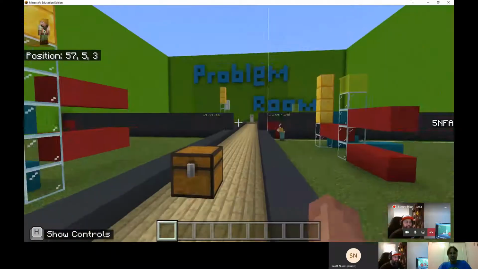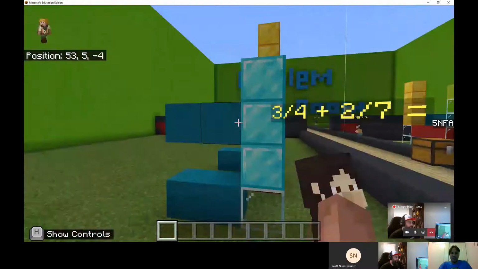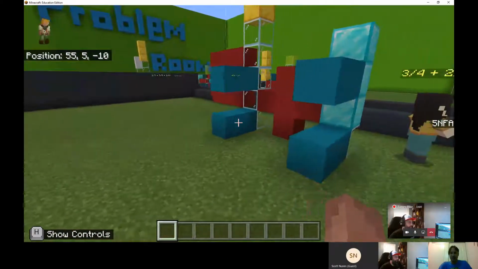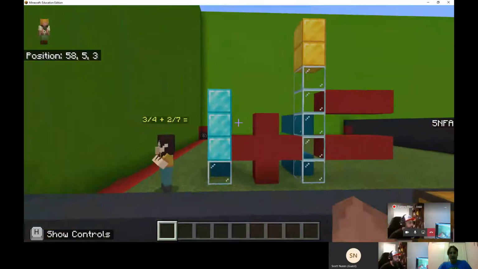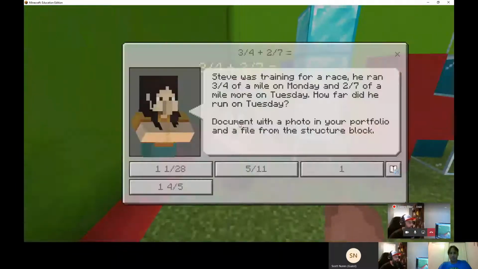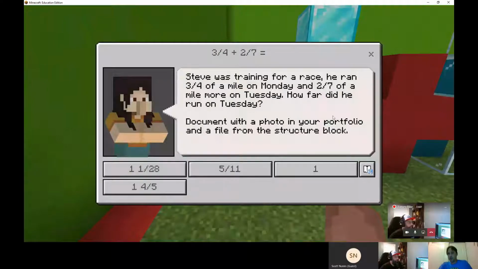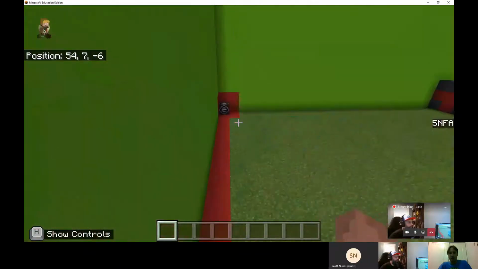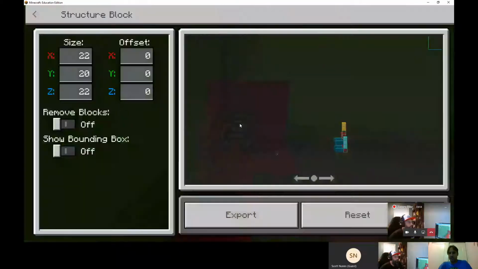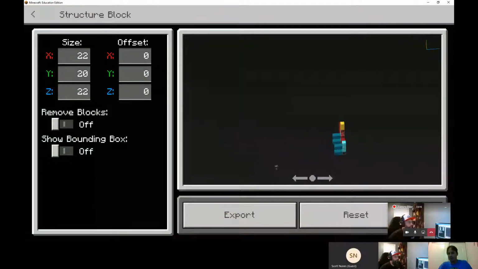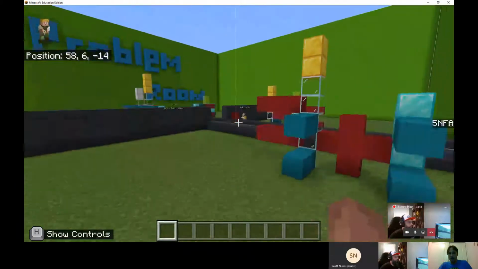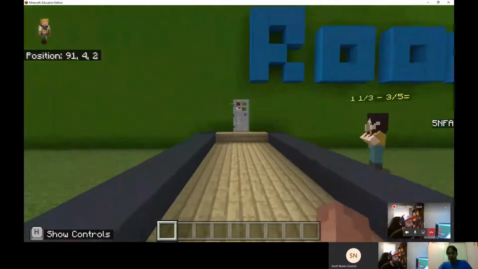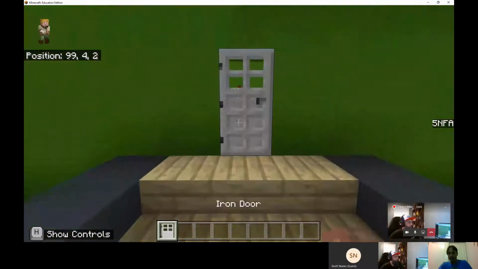So in this room, you see how I left the equivalent fractions spaces blank? Right. So I give the student the problem from here. There's even multiple choice. The students solve the problem, build the problem. They can use a structure block and get their answer here. And when you get everything in this room right, this door will open and let you into the next lesson.